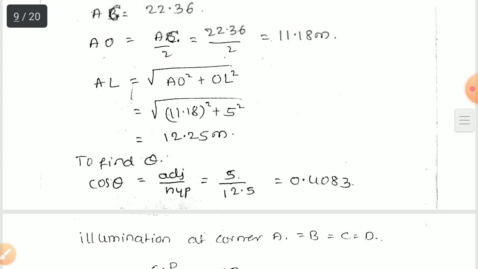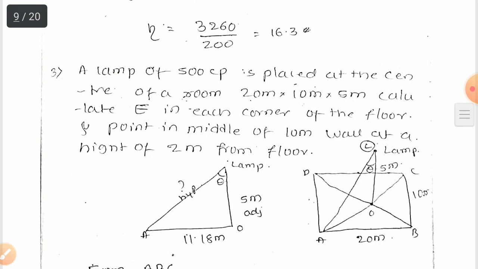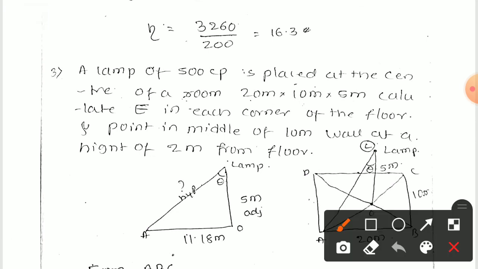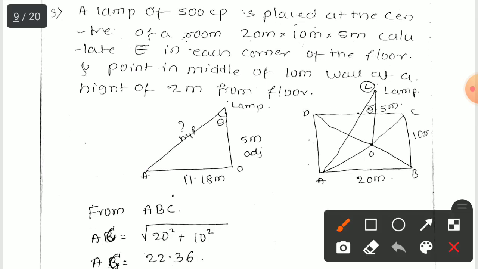So two things they asked you to calculate. One is the illumination at all the corners. If you calculate the illumination at one corner, because the lamp is in the middle of the room, it remains the same at all other corners also.